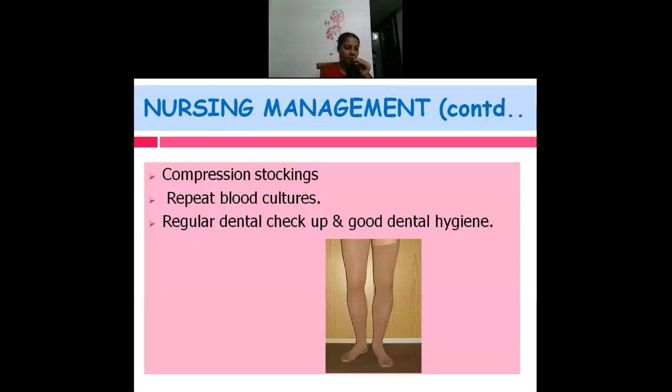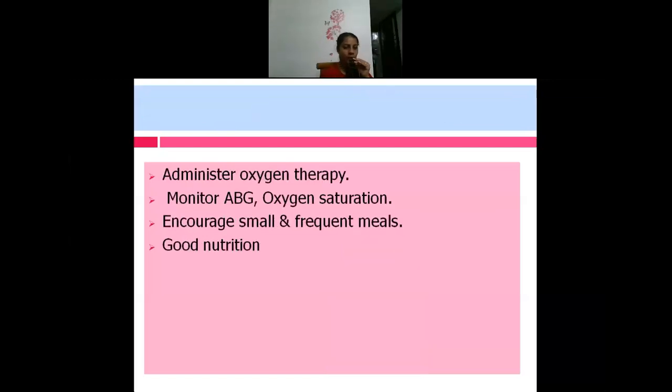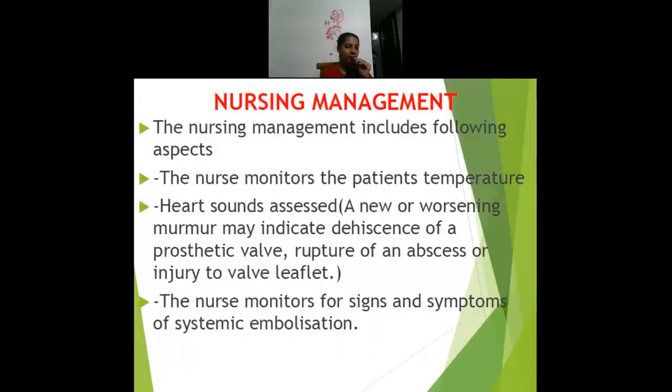You have to always perform blood culture. You can repeat the blood cultures to see whether the organism is present or not. And always see that when you visit the dentist, you should take antibiotic prophylaxis, and always have regular dental checkups and good dental hygiene. If necessary, the patient should be given oxygen. Monitor the arterial blood gas and oxygen saturation, and try to give a small and frequent diet to the patient and provide good nutrition and good hydration.